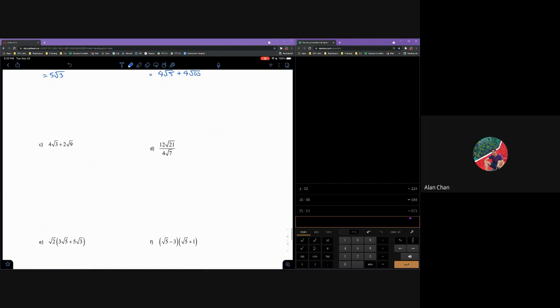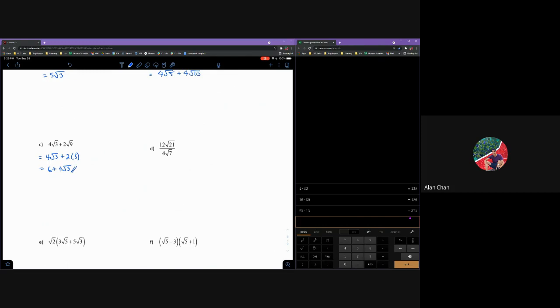We have 4 root 3 plus 2 root 9. First of all, we can't combine them. They're not like terms, right? But hopefully you can see that root 9 is just 3, right? 3 times 3 is 9. So this turns into 2 times 3, which is 6. So we have 6 plus 4 root 3 as the final answer. Okay.